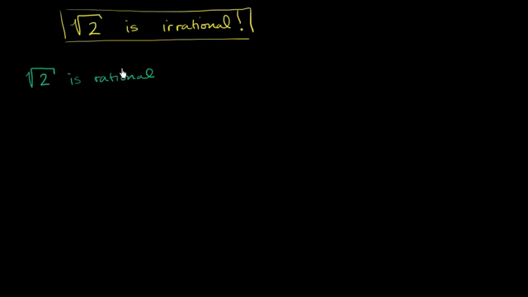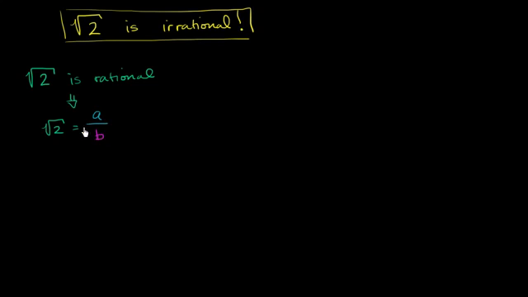Well, if the square root of 2 is rational, that means that we can write the square root of 2 as the ratio of two integers, a and b, and we can also assume that these have no factors in common. Let's say that they did have some factors in common. If we divided the numerator and the denominator by those same factors, then you're getting into a situation where they have no factors in common. Or another way of saying it is that a and b are co-prime.